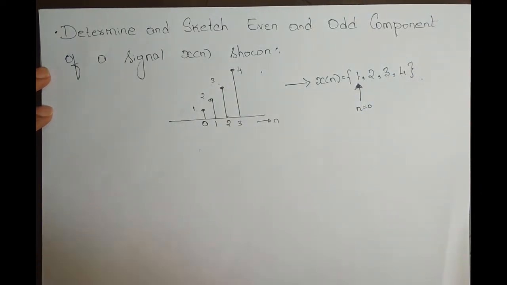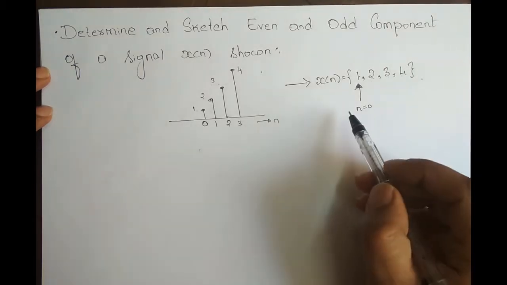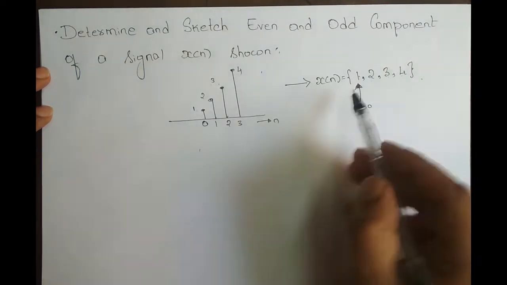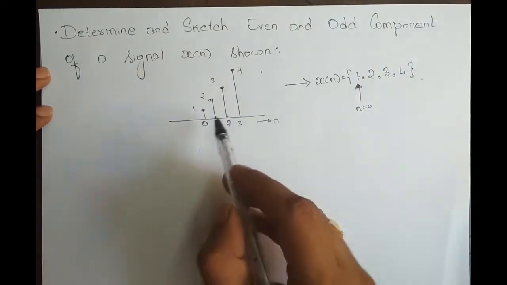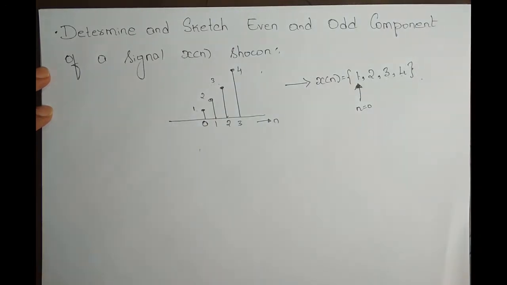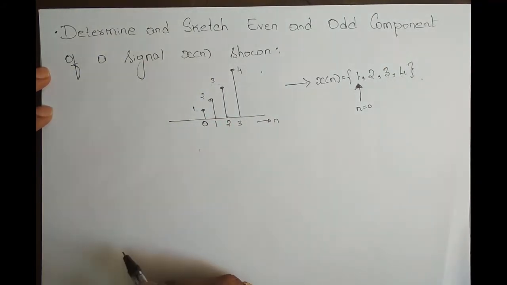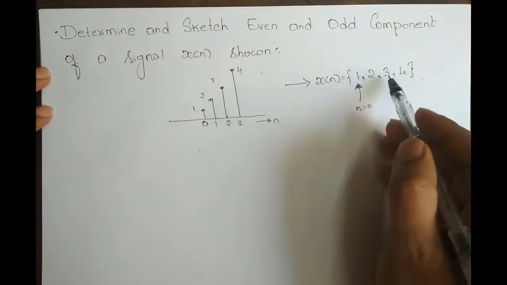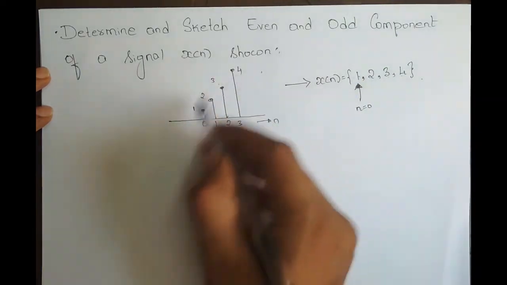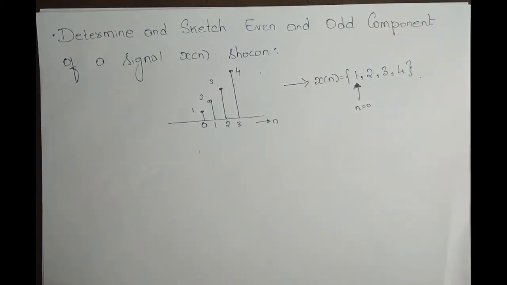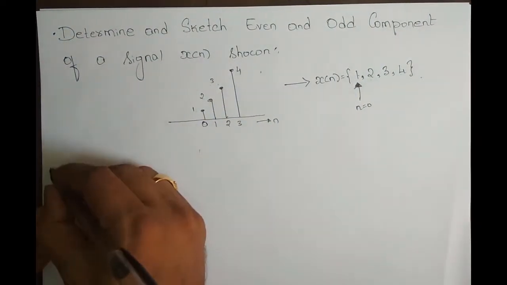In the exam or test, they might give you the sequence something like this. You have to sketch this signal and then you have to sketch its even and odd component. In case they give you the signal directly, well and good, no issues. But if they give it in terms of a sequence, you have to convert this sequence into a graphical representation and then take up the problem. Okay, now, so solution.